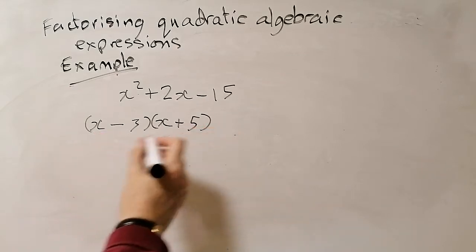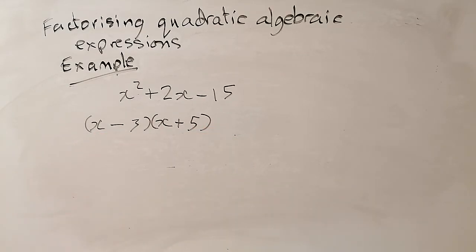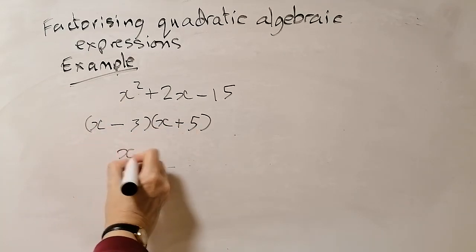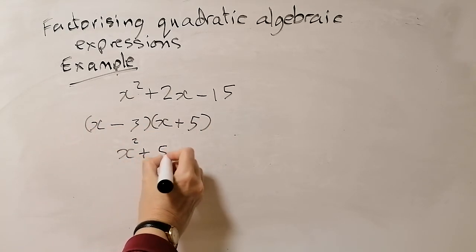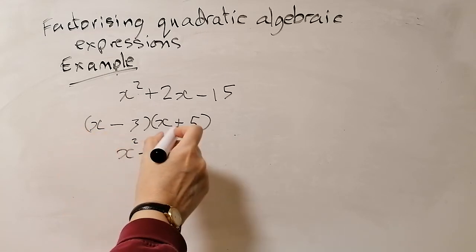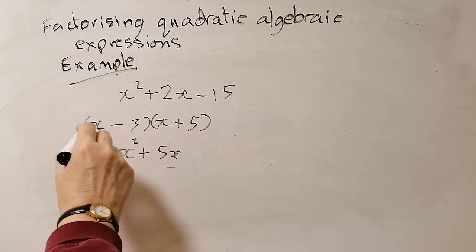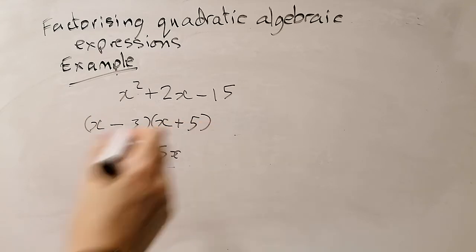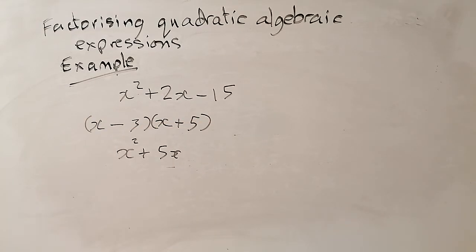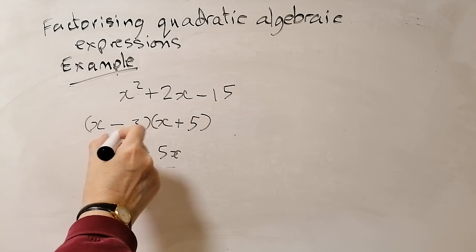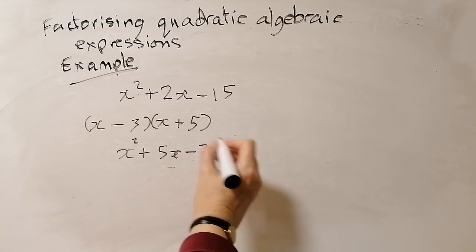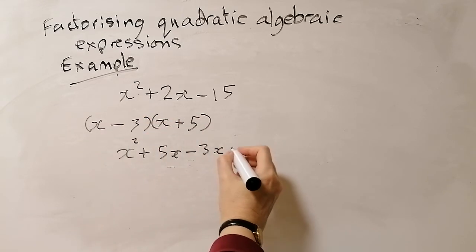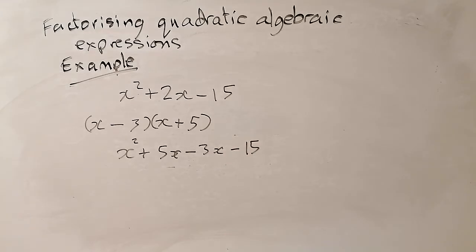So I'm going to multiply these two brackets together to check that we do get back to this expression. X times x is x squared. X times 5 is plus 5x, because this plus belongs to the 5, and this x is positive, so plus x times plus 5 is 5x. Minus 3, so remember this minus sign belongs to this 3. Minus 3 times x is minus 3x, and minus 3 times plus 5 is minus 15.